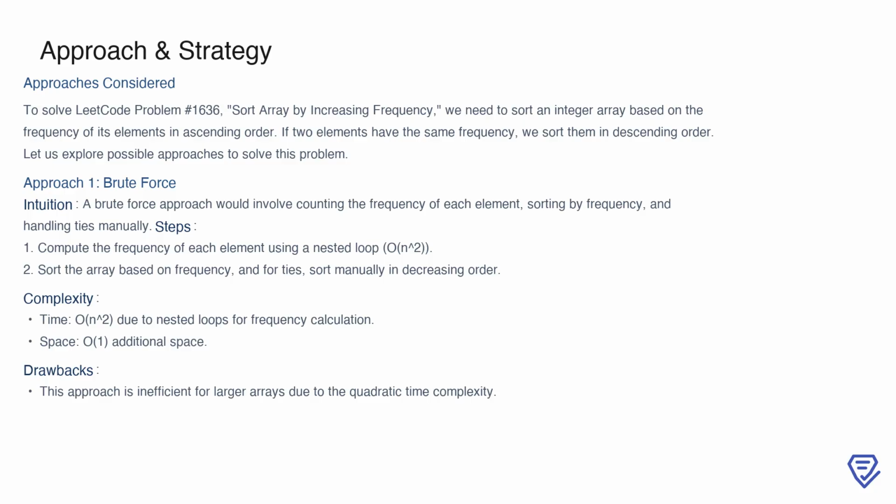After calculating the frequencies, we sort the array based on the frequency and resolve any ties by manually ensuring elements with the same frequency are in descending order. While this approach is simple to understand, it is inefficient for larger arrays due to its quadratic time complexity and lack of scalability. This inefficiency highlights the need for a more optimized solution.